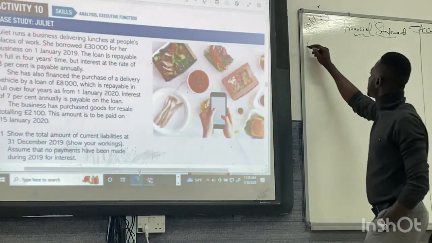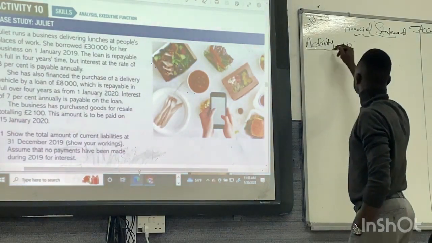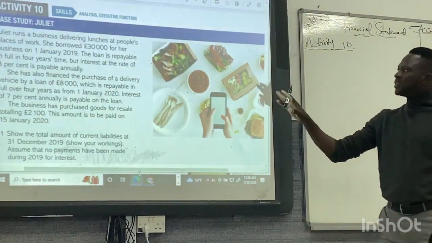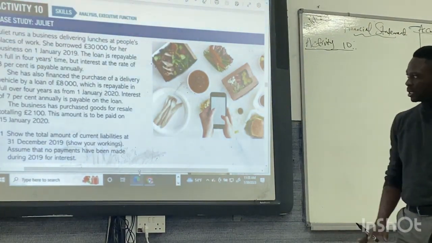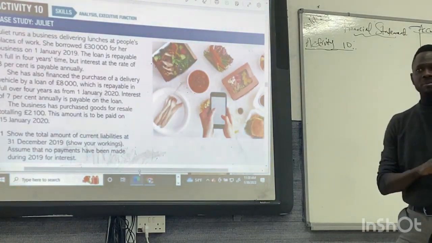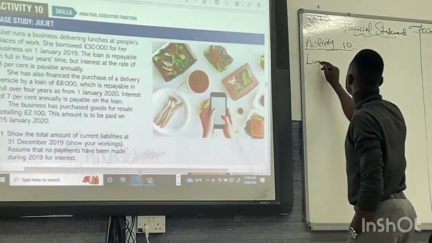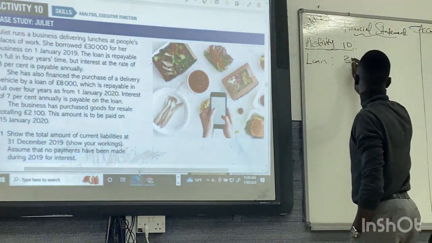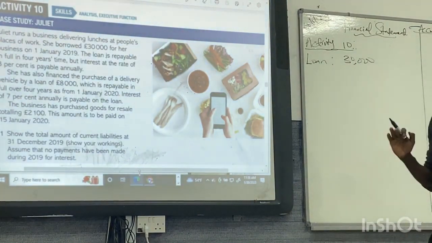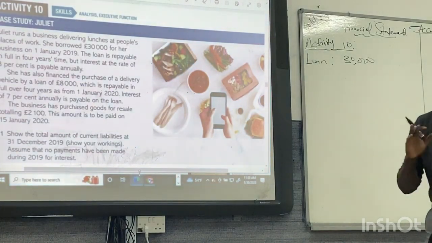We have activity 10. Case study for Juliet. Juliet owns a business delivering lunches at people's places of work. She borrowed £30,000 for her business on 1st of January. That means she takes a loan. So the first thing is a loan for £30,000 for her business. The loan is payable in 4 years' time. So that means it's a long-term loan.